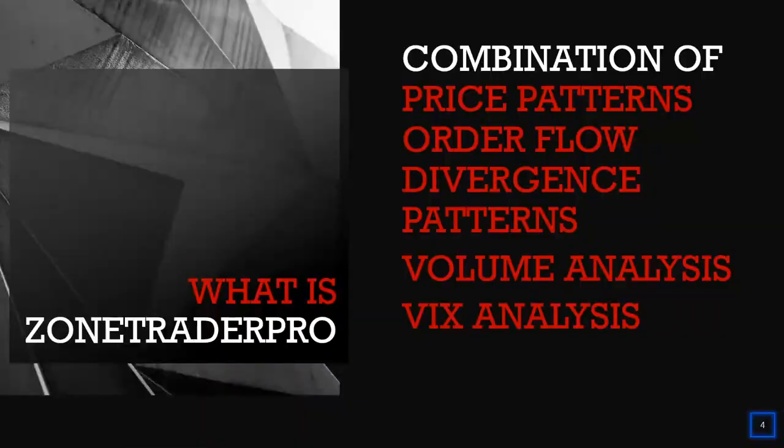Basically, Zone Trader Pro is a combination of five different things: price patterns, order flow, divergence patterns, and volume analysis, which is super, super important. I think it's more important than what order flow tells you, because volume analysis is telling you something in real time, whereas order flow needs a bar to complete to develop a pattern. And then the last thing I do is the VIX analysis.